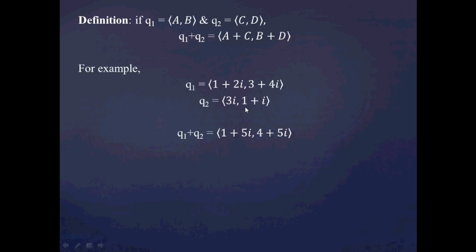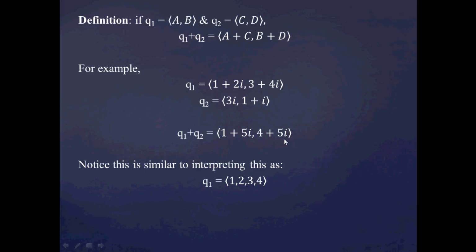You add component-wise. Just to give an example of that, let's say Q1 is equal to the pairing (1 plus 2i, 3 plus 4i). And we had Q2, which is the pairing between 3i and 1 plus i. We just add component-wise. So we get 1 plus 2i plus 3i. That gives me 1 plus 5i in the first component. And then I add 3 plus 4i and 1 plus i. That gives me 4 plus 5i in the second component. And that's all there is to it for quaternionic addition.